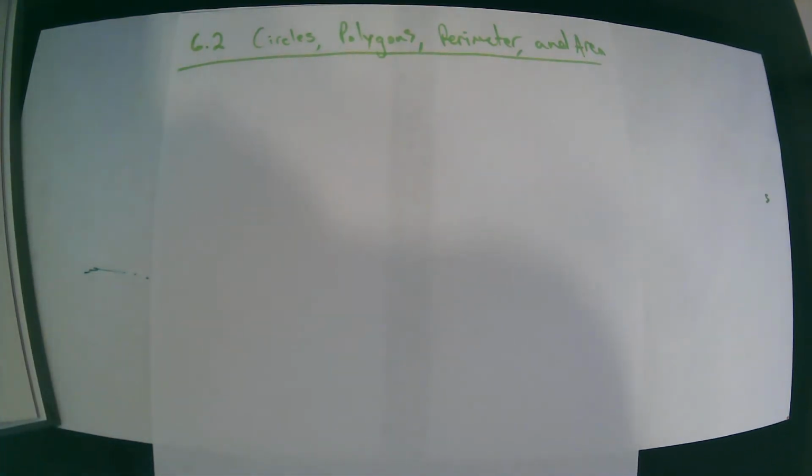Okay, section 6.2, circles, polygons, perimeter, and area. I'm going to spend more time here because there's more to say, more concrete calculations that we can do instead of last section, which was a lot of definitions, right? Well, there are still going to be a lot of definitions in this section because we've got to make sure we know the names of these shapes.